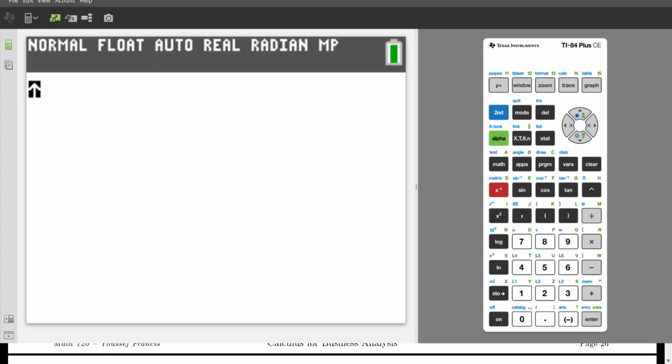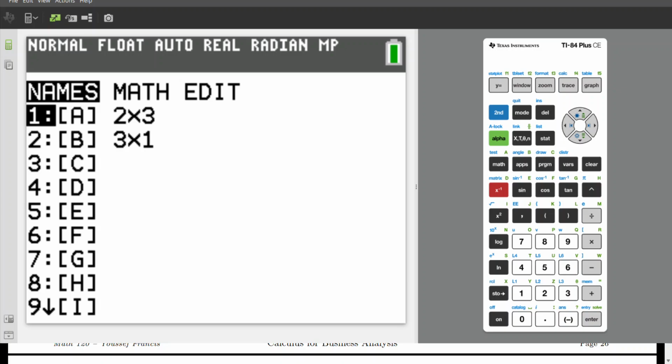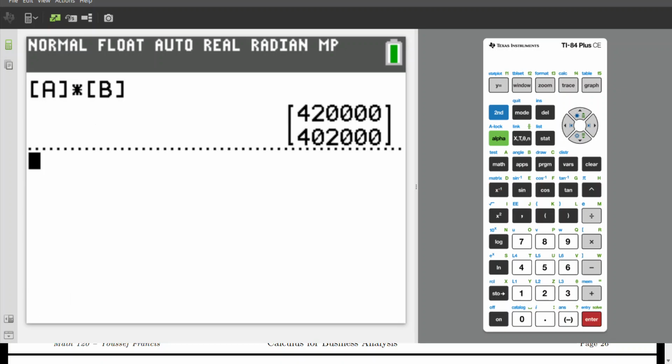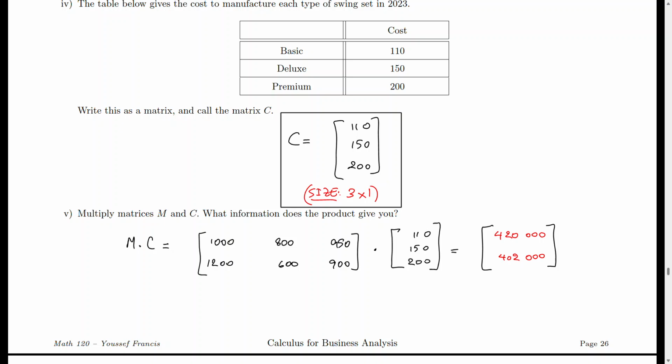So let's go ahead and multiply matrix M by matrix N. And again, I don't have the letters M and N on my calculator, so I'm just going to use A and B to perform the product. And there we see 420,000, and the second row is 402,000. Okay, so that's the answer for the product part, and they're asking what information does this product of the two matrices give us.